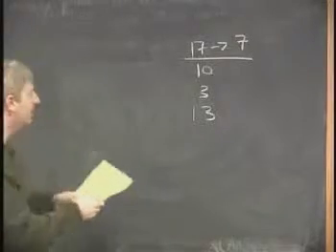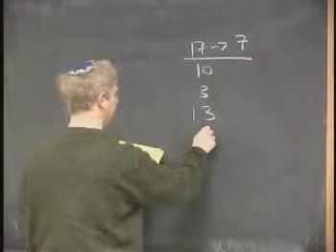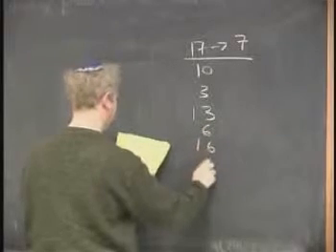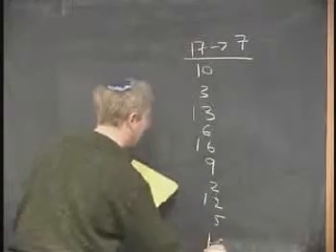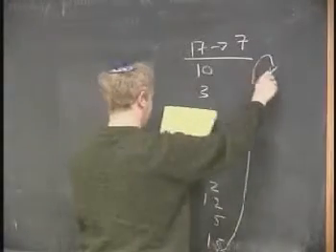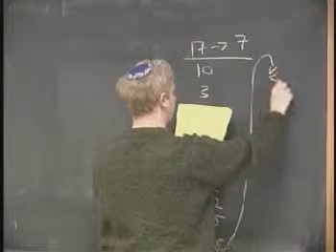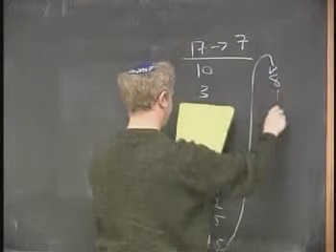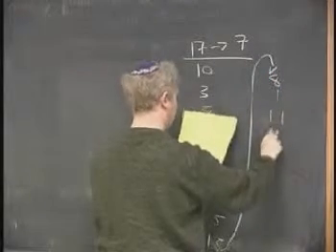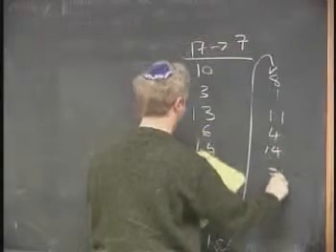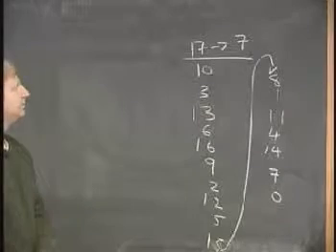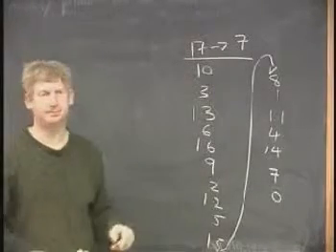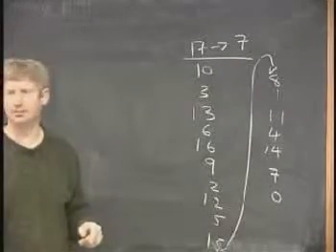Let me list them out. 10, 3, 13, 6, 16. 9, 2, 12, 5, 15. 8, 1, 11, 4, 14, 7, 0. Back to 10. What's happening here?